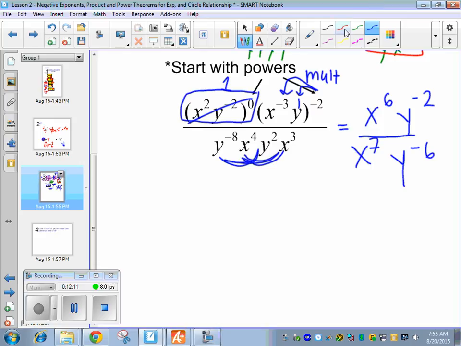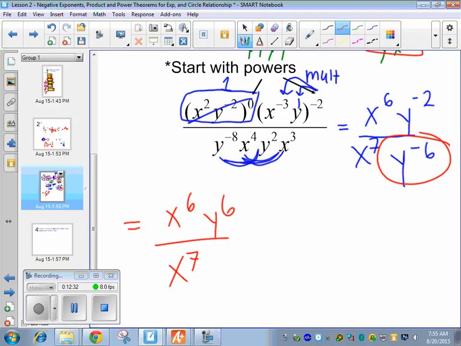Okay, what's the next step that we did in the last problem? Go ahead. Yeah. Okay, get rid of the negative exponents by just switching which side of the fraction they are. So the x's stay where they are, but this has a negative exponent, so it goes up and it becomes positive. This has a negative exponent, so it goes down and becomes positive. Now we got rid of all the negatives. It's a little bit easier.